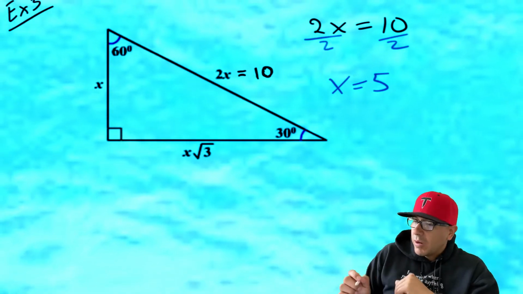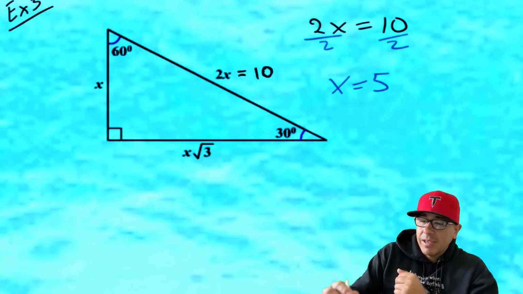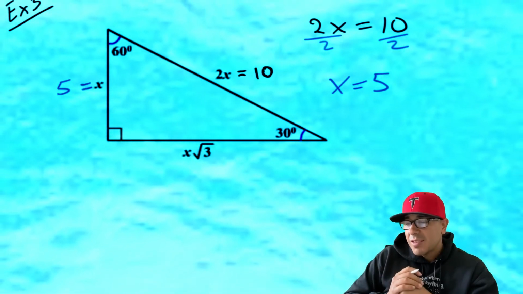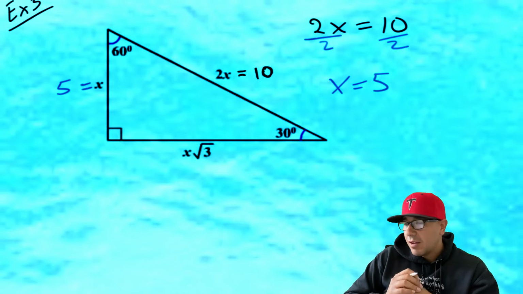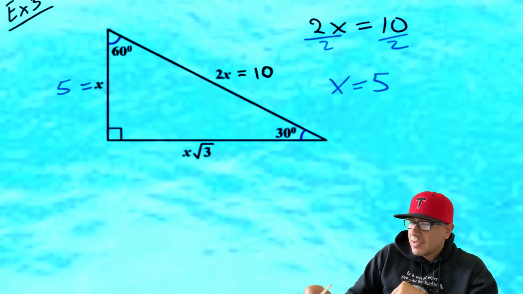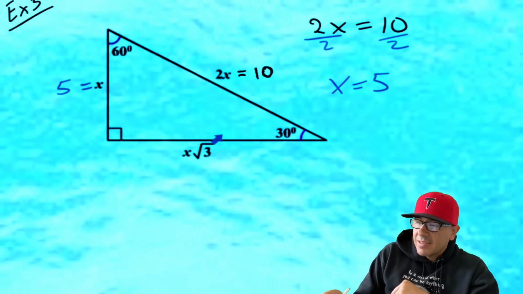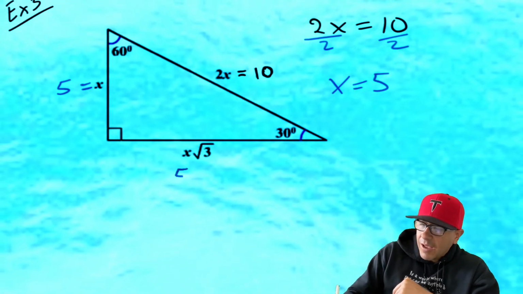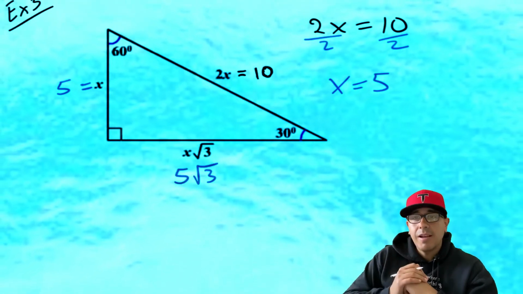So now, wherever we see x, we could go ahead and plug in that value of 5. So our shortest side is 5 units long. Our longest side they gave us is 10 units. And this side that's opposite of 60 degrees is going to be 5 root 3 units long.